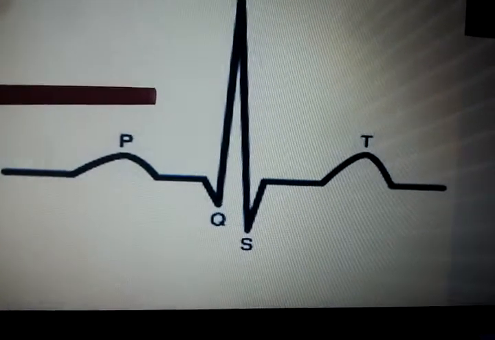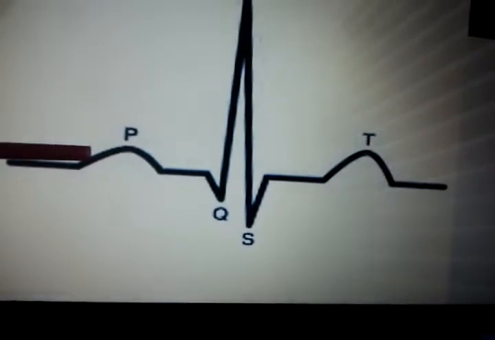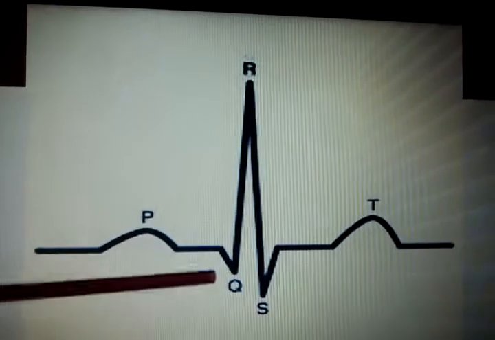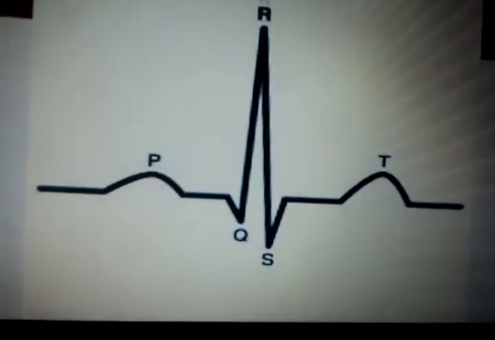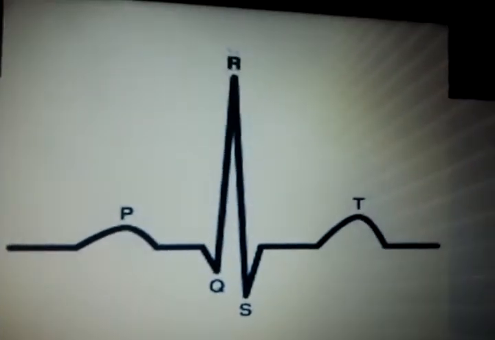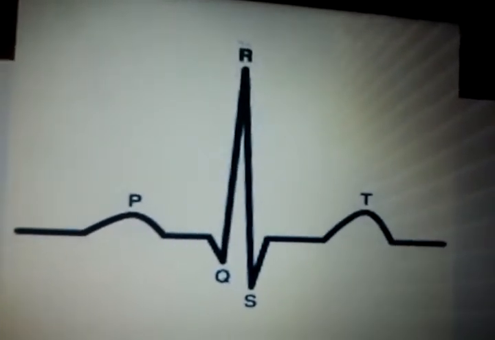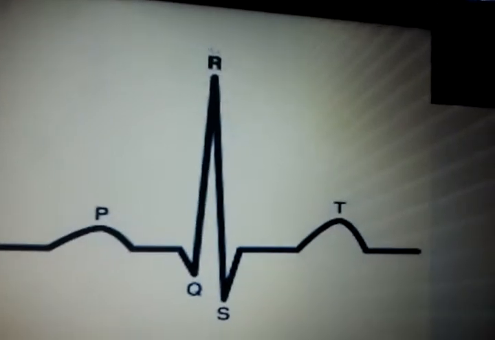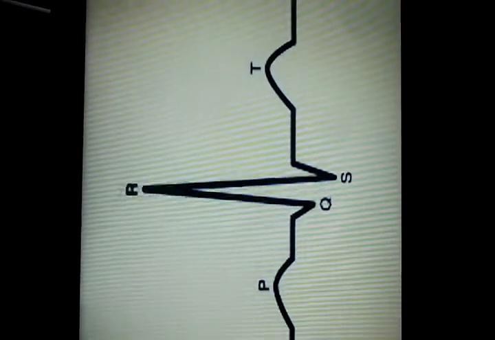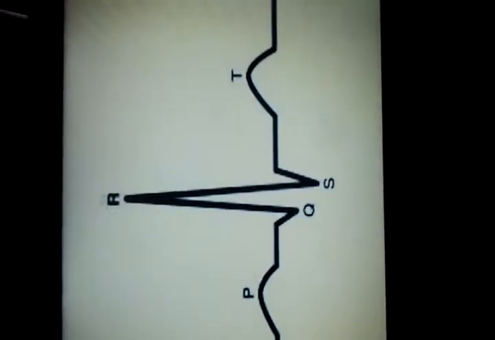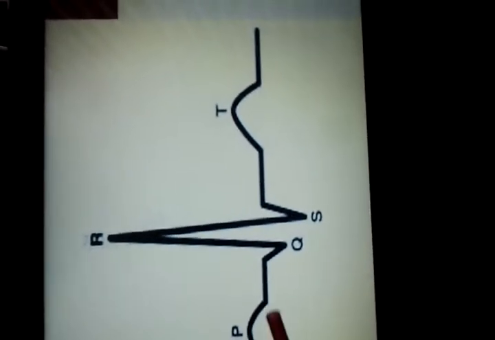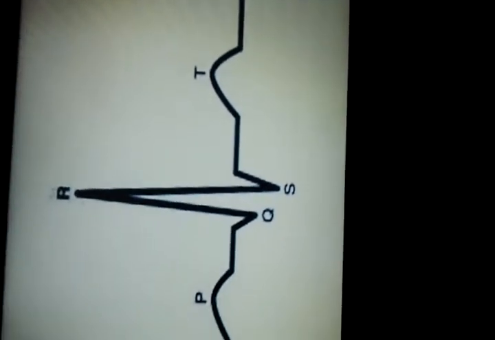The P wave shown here is the atrial depolarization. The QRS complex is the ventricular depolarization, and the T wave is known as the ventricular repolarization. During atrial contraction on the ECG, the P wave is ending and the Q and the R waves appear.